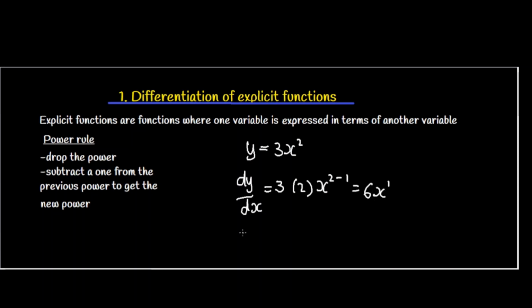So we can say here that y prime is equal to 6x. If I say y prime, it is the same as dy/dx. So here it can also be dy/dx equal to y prime, which is equal to 6x. And by so doing, we finish differentiating our explicit function.